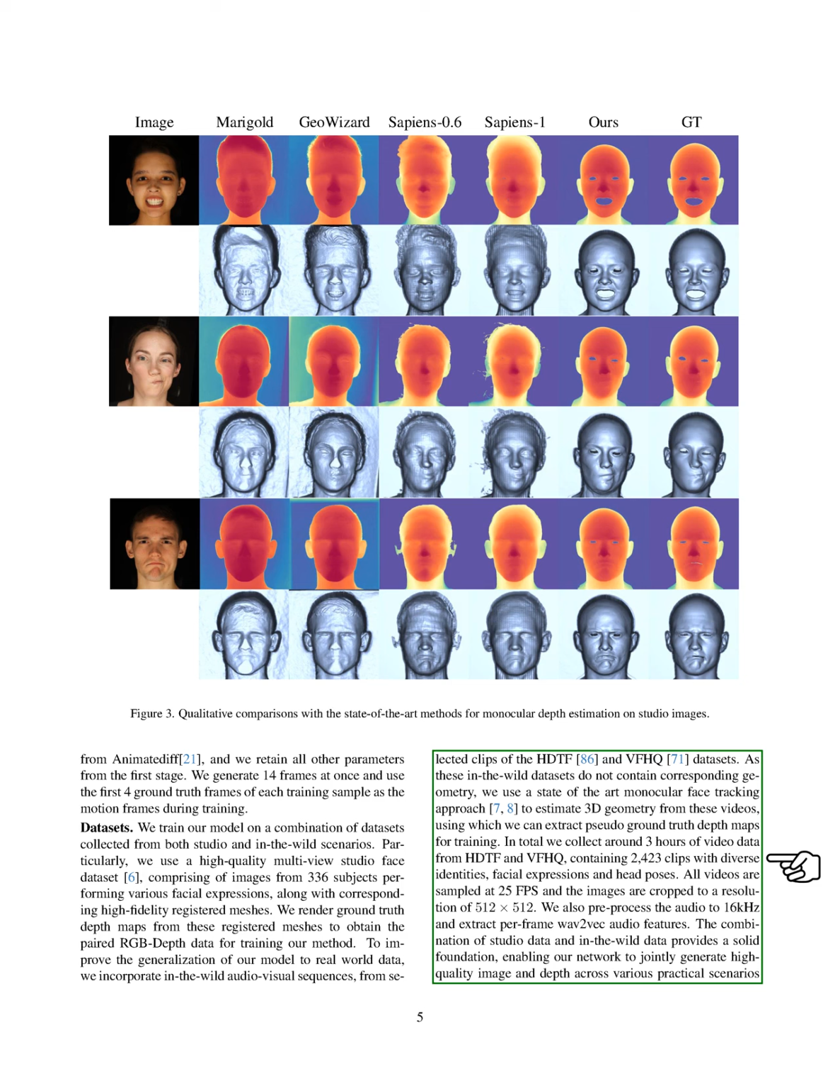All videos are sampled at 25 frames per second, and the images are cropped to a resolution of 512 by 512 pixels. We also preprocess the audio to 16 kHz and extract per-frame Wav2Vec audio features. This combination of studio and in-the-wild data provides a strong foundation for our network to generate high-quality images and depth across various practical scenarios.